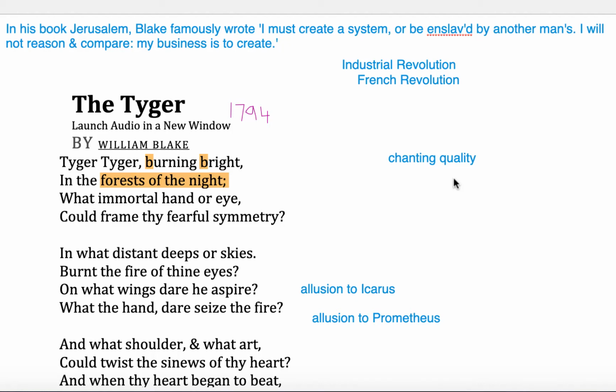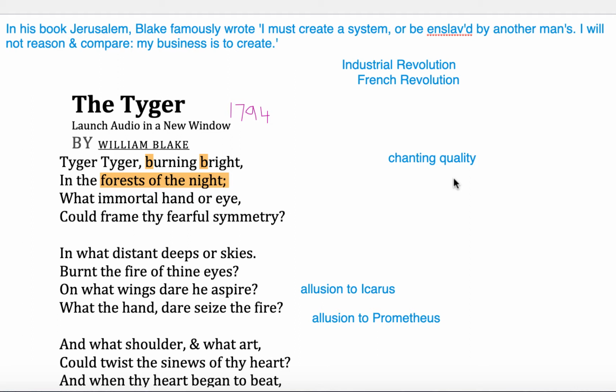Hi everyone, welcome back. So now that you've had a chance to take a look at the lecture about romantic poetry, especially those aesthetic concepts or aesthetic categories like the sublime, the beautiful, and the picturesque, I want to take a look at a poem called The Tyger.